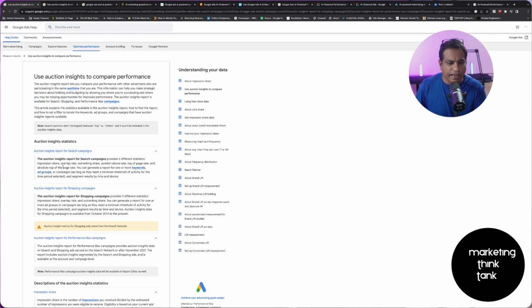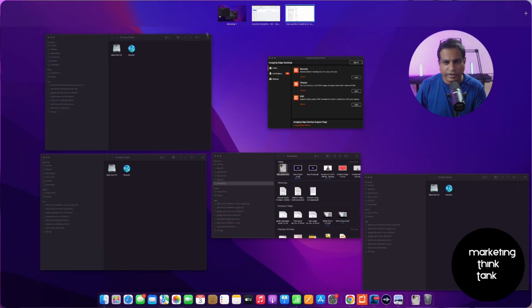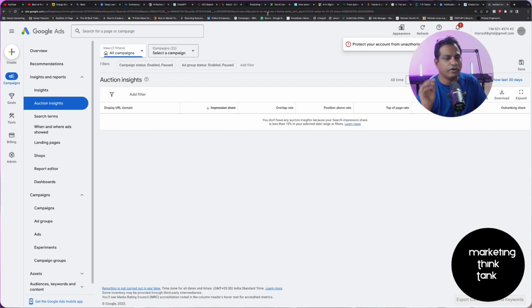And for each of these campaigns, you can find out your auction insights based upon different metrics or different parameters that we would be talking about, right? Now, this session is going to be slightly different because we are not just going to be looking at what the auction insight report tells you. We will also look at how you can use certain aspects from these reports to make some informed decisions.